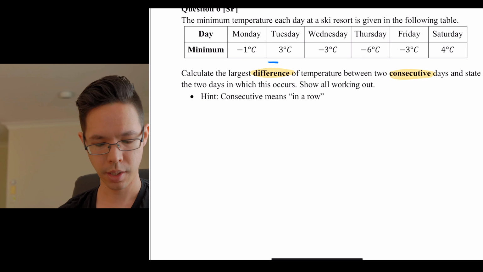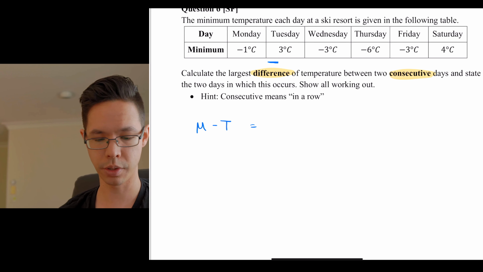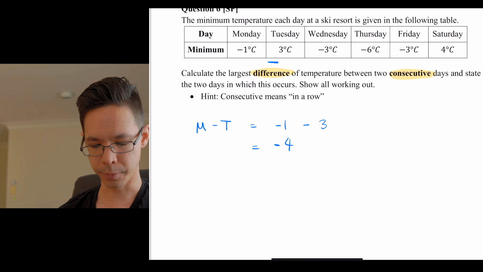So let's do Monday and Tuesday. I could do Tuesday, remove Monday. I could do that as well if I wanted to, but I think it'll still be the same result every time anyway. So Monday is -1 degree Celsius, and then we're going to take away Tuesday, which is 3 degrees Celsius there. So we're going to get more negatives, so it's going to be -4.